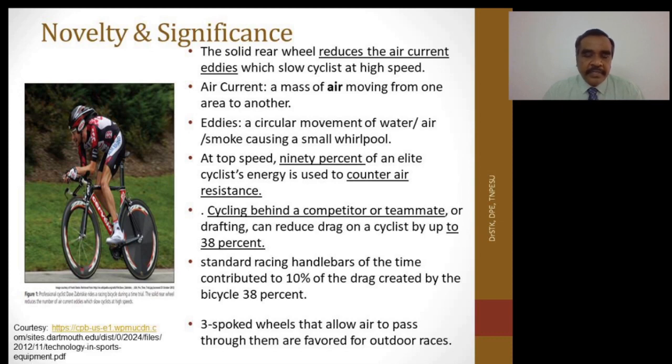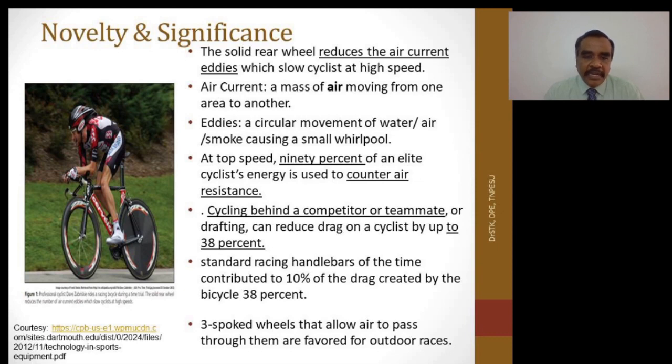At top speed, 90% of an elite cyclist's energy is used for countering the air resistance. Cycling behind a competitor or teammate, or drafting, can reduce drag on a cyclist by up to 38%. Standard racing handlebars of the time contributed to 10% of the drag created by the bicycle. The three-spoked wheels that allow air to pass through them are favored for outdoor races.